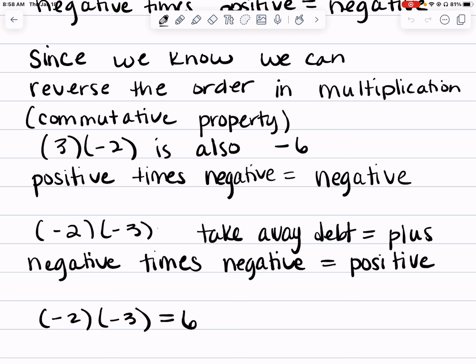Negative 2 times negative 3 means take away the debt. The first negative means take away. The second one means debt, owe money. So that equals plus. A negative times a negative equals a positive. Negative 2 times negative 3 equals 6.